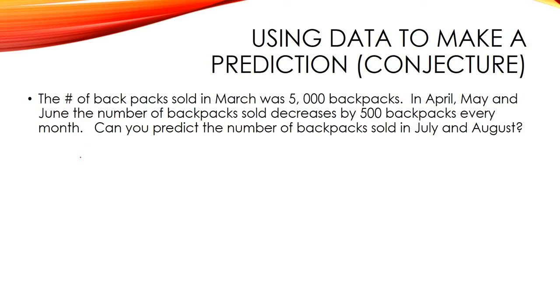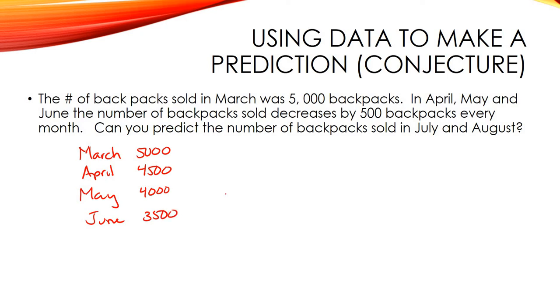So let's look at our pattern. March, we had 5,000. April said it decreased by 500, so we're down to 4,500. May, down to 4,000, and June, down to 3,500. So, can I make a prediction here about July and August? Well, the pattern seems to say that we would sell 3,000, then 2,500. Then if I continue the pattern, September would be 2,000, etc., until I got down to 0 backpacks.